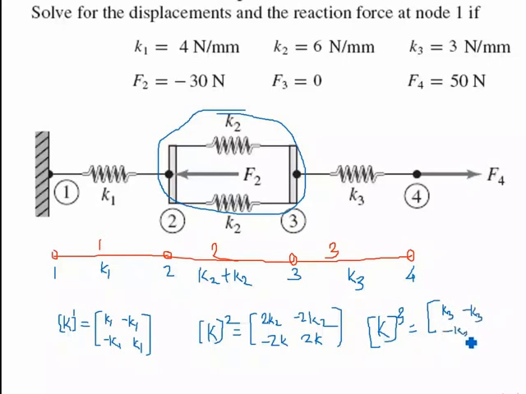Now, Vaibhav Khade, what is the size of the global stiffness matrix, total stiffness matrix, or assembled stiffness matrix? It is 4 by 4. Yes, it has 4 nodes, so it is 4 by 4. Here your assembled stiffness matrix is 4 by 4.